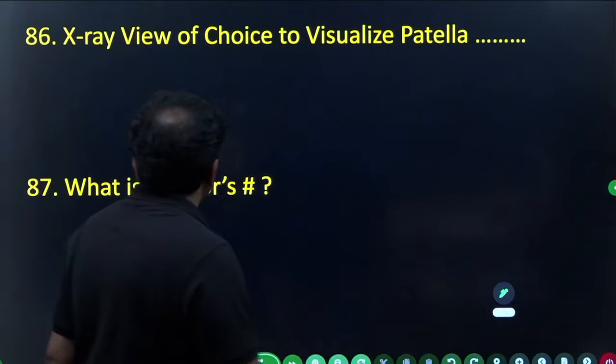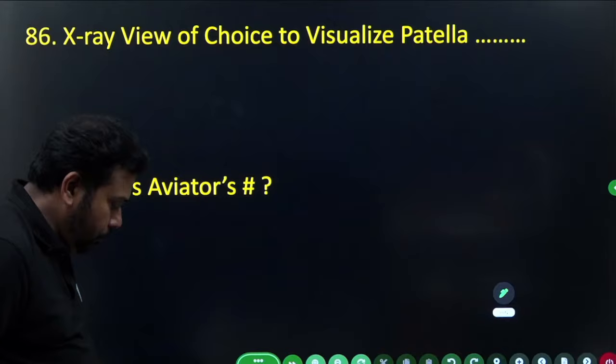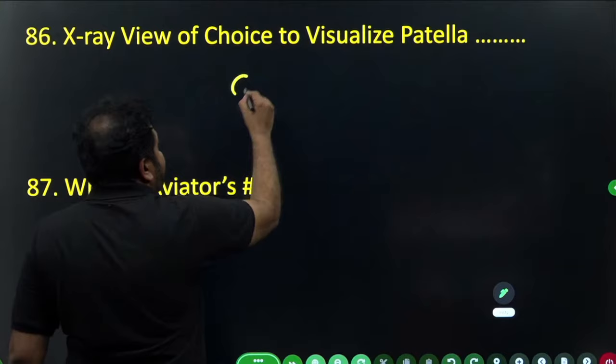X-ray view of choice to visualize the patella. It is not AP lateral. You have to flex like this and pass the beam from above, keep the film down. This is called axial view. Otherwise, this is called skyline view.